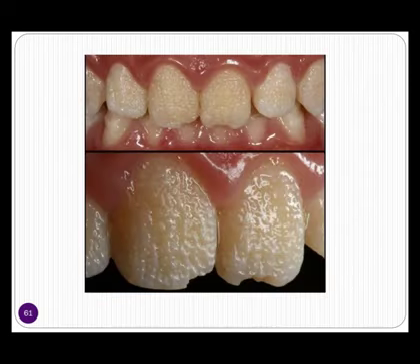Here's another type of enamel dysplasia. This patient has enamel covering the teeth. It looks to be pretty solid enamel, but the enamel is extremely pitted and bumpy. So this could be that those ameloblasts did not deposit enamel uniformly throughout the tooth structure.